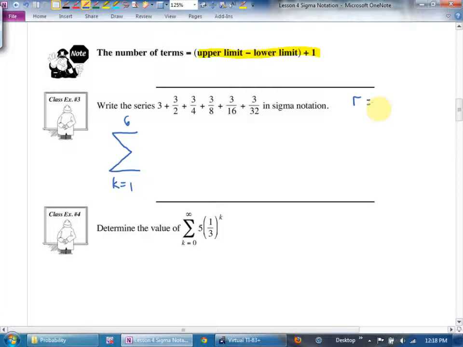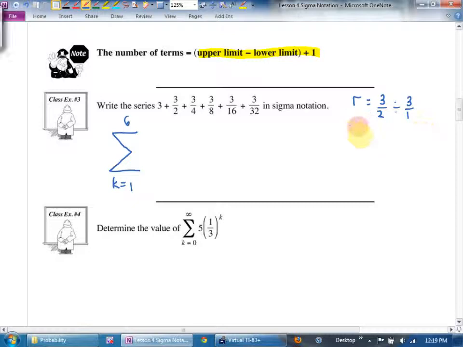How can I always find R? Any term divided by the one in front of it. How do I divide by a fraction? Multiply by the reciprocal. I heard it back there. What did you say R was? Oh, keep going.